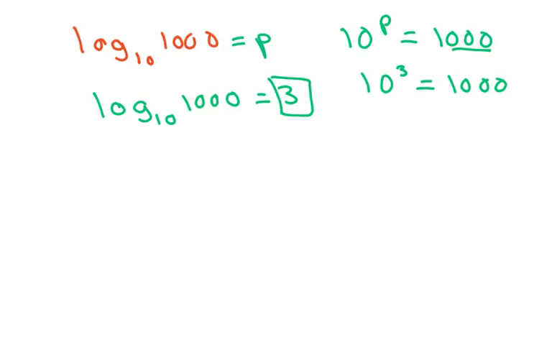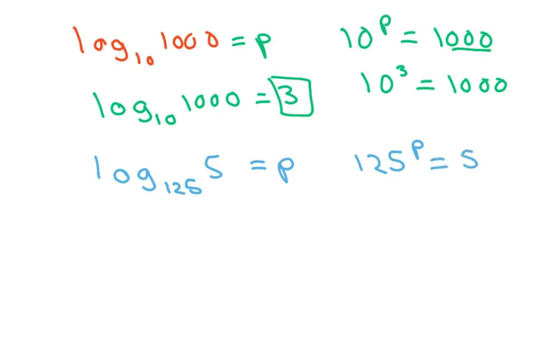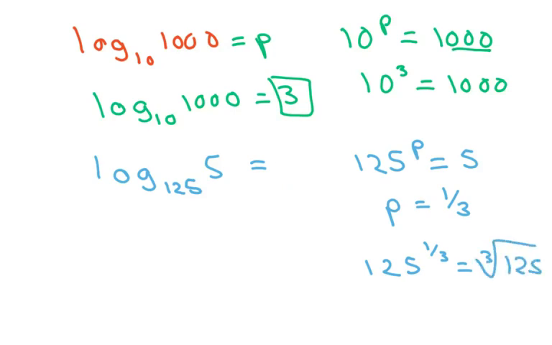The next one I have is log base 125 of 5. I'm going to set this to p and rewrite it: 125 to a certain power is 5. We know that's going to be the cube root, so my p is 1/3, because 125 to the 1/3 is the same as saying cube root of 125. So my p basically is 1/3.